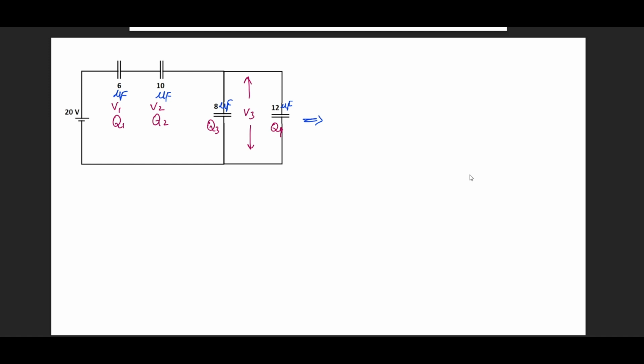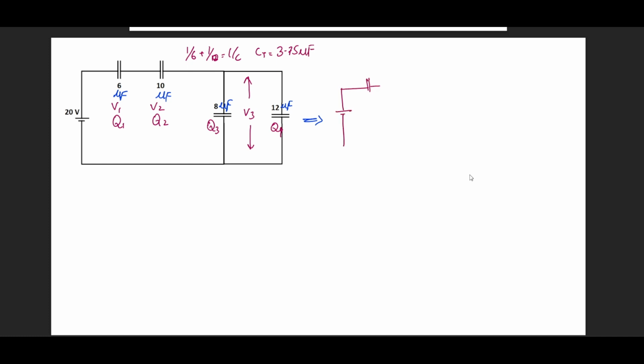So we understand that these two capacitors are in series with each other. So we are going to use the formula for 1 over 6 plus 1 over 12 equals to 1 over C. So total capacitance in this scenario comes out as 3.75. You can verify this. This comes out as 3.75 microfarads. So the circuit actually looks something like this.